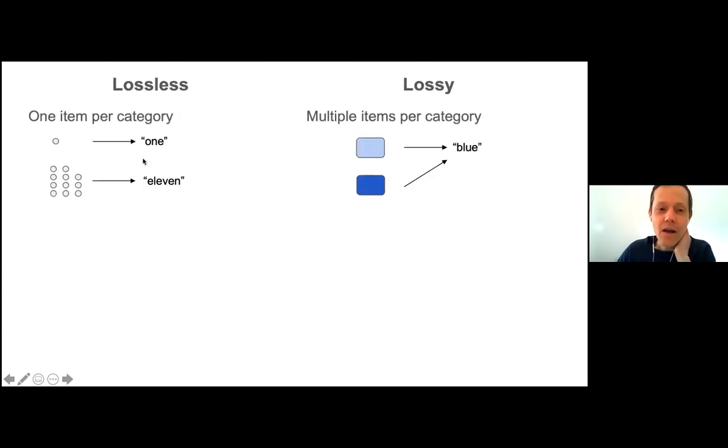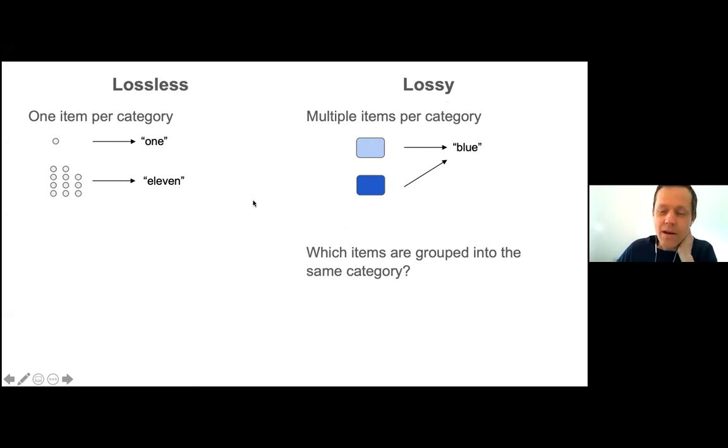Okay, so if you put lossless communication on this side of the slide and lossy on the other side here, the big difference is that for lossy communication, we're going to use the same form for multiple items. So multiple items get grouped together under a single category with a single category label. So this immediately raises the question which applies for lossy communication, but not lossless communication: which items get grouped together into the same category?